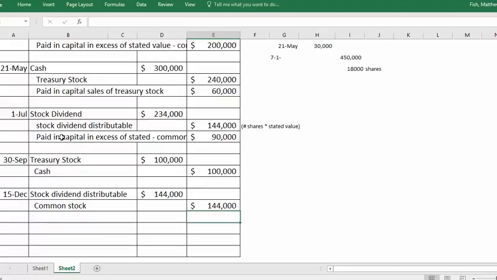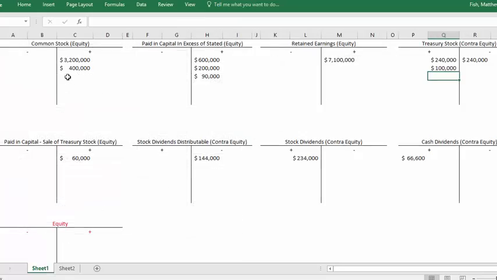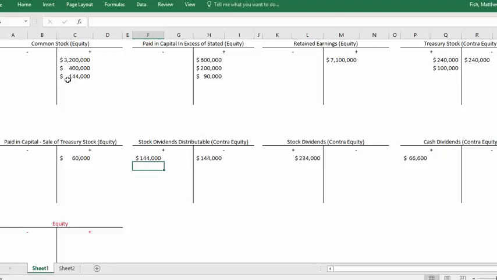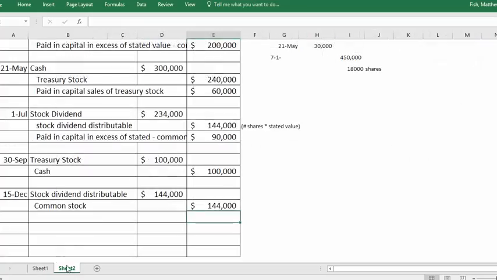We didn't do anything with the paid-in capital in excess of the stated value because it's already there. It was put right into that account when we declared the stock. So this 144, I'll post these to the T accounts, goes into common stock, comes out of here. Okay, this account is now 0, and we've got the right amount in the common stock account.